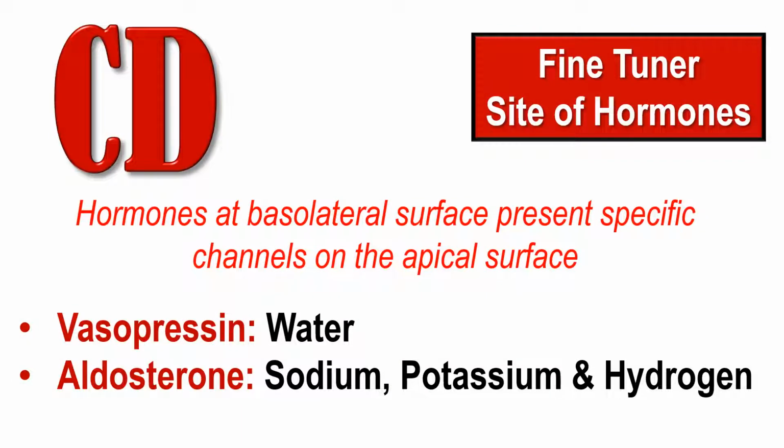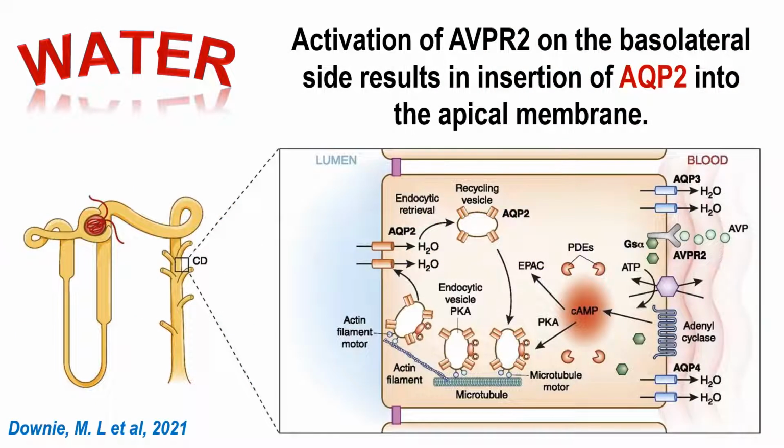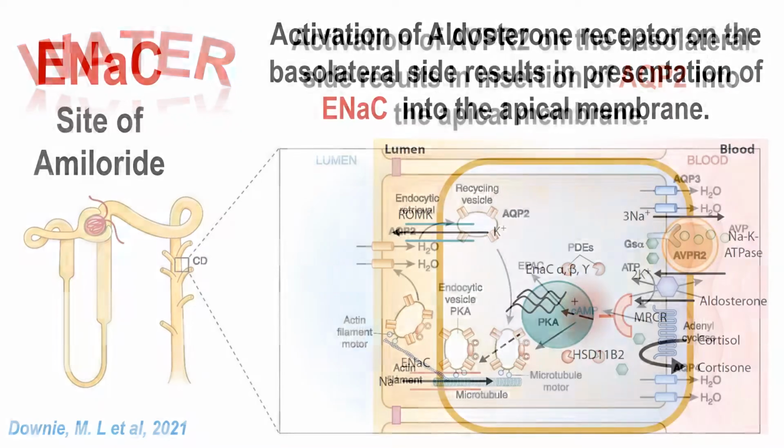Finally, the collecting duct is the site of hormonal action and fine-tuning of sodium and water, and especially acid-base balance as well. So we remember that water here is regulated by vasopressin acting on the basolateral aspect of the cell and producing aquaporin channels on the apical surface.